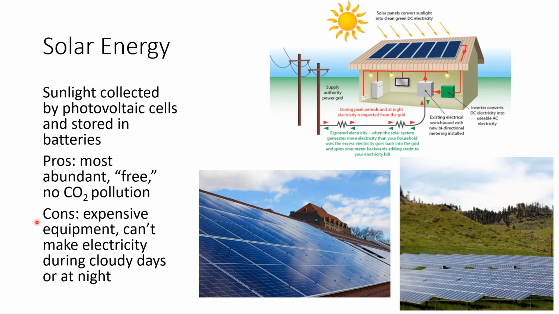So some cons are that the equipment, like the solar panels and the converter equipment, is pretty expensive. Like, it's an expensive initial expense. And then you can't make new electricity during cloudy days or at night, so you have to have an effective battery storage system. Some examples of this in Montana: here's a little solar farm off of the interstate when you're driving towards Billings from Bozeman. And then here's a nice one in Helena. There's a bunch of solar panels installed on the roof of Carroll College.